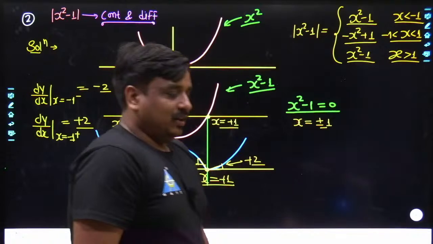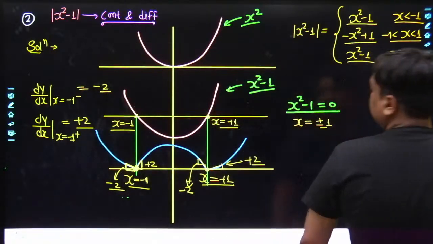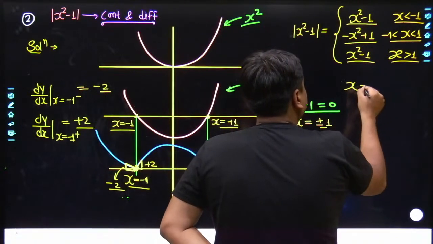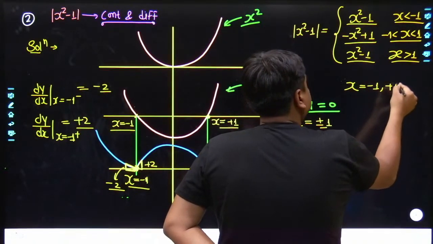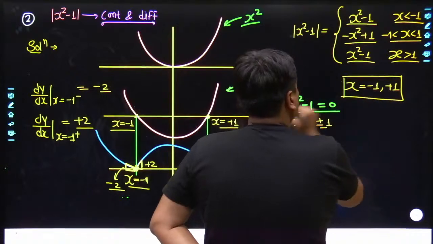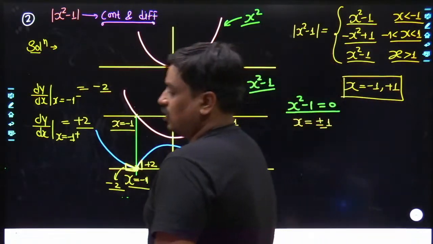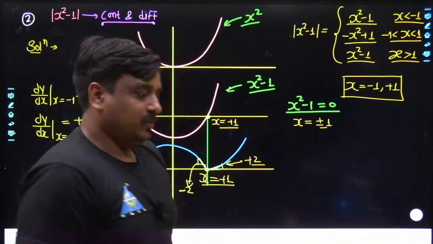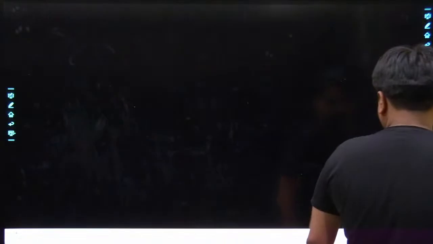So may I know what are the different points at which the function would be non-differentiable? The points would be x equals minus 1 and x equals plus 1. These are the 2 points at which the function would be non-differentiable. So till this point, each and everything must be clear to all of us.